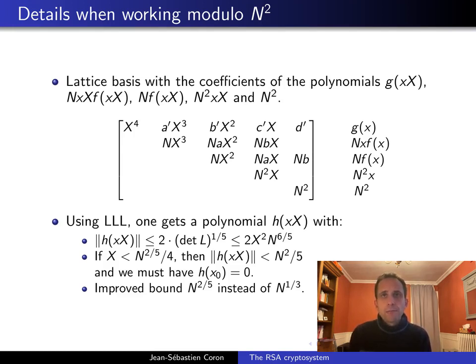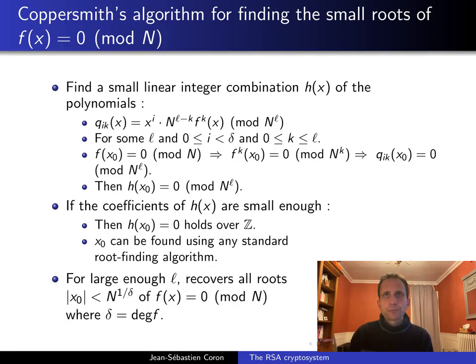And so here we see that we have obtained a slightly improved bound, because we got N to the 2/5 for the bound on x0 instead of N to the 1/3. And this is because we have used a matrix of higher dimension. And so more generally, let me describe the algorithm by Coppersmith for finding small roots of a polynomial f, not necessarily of degree 2.